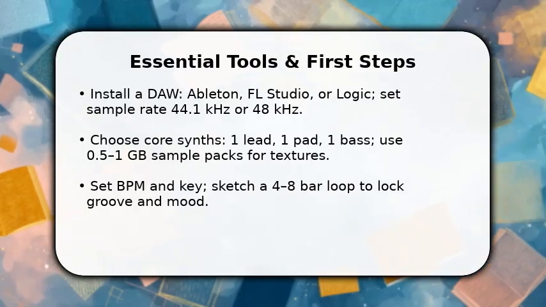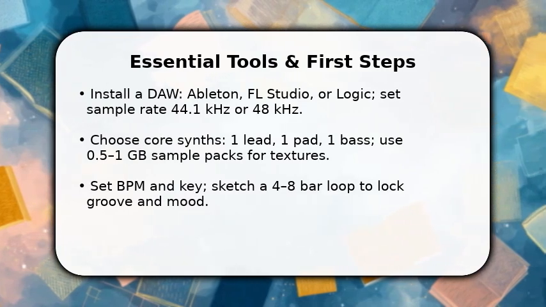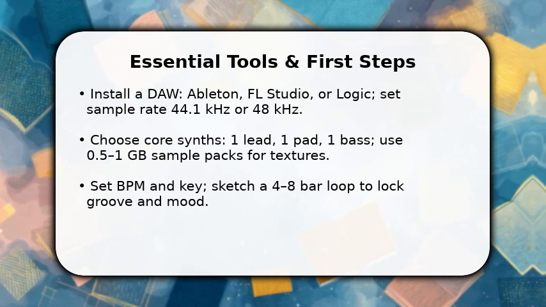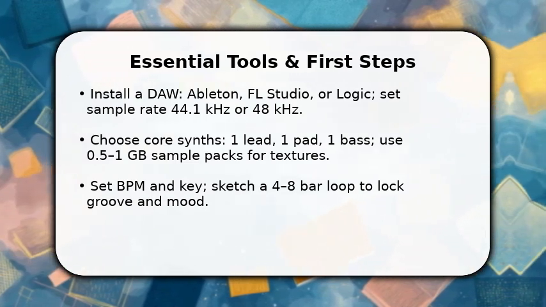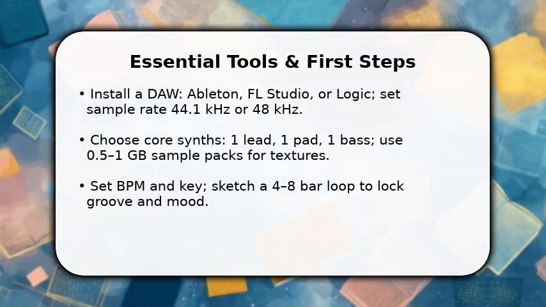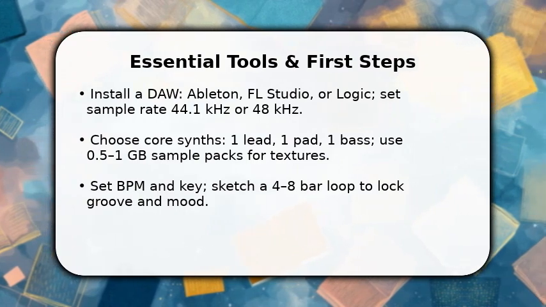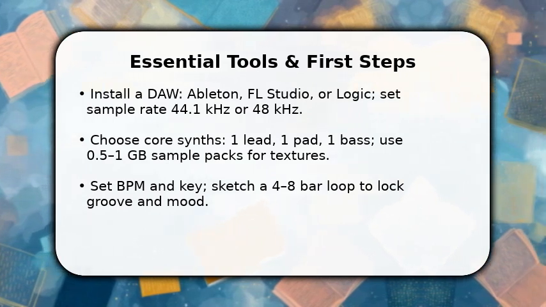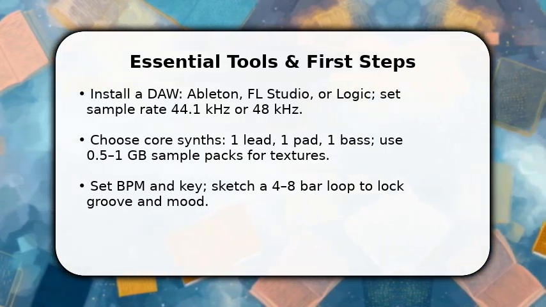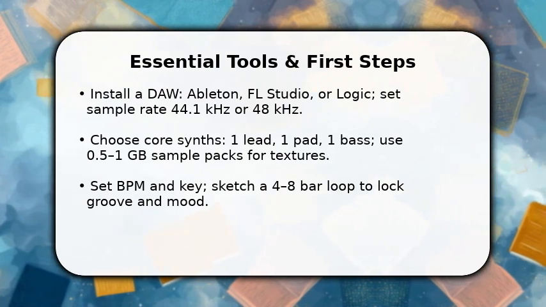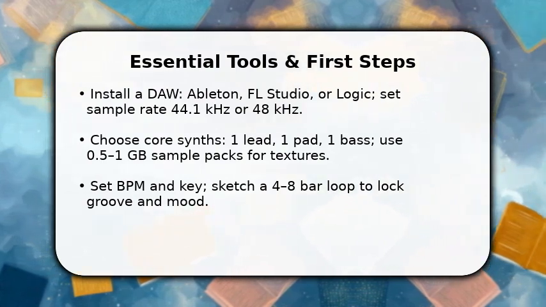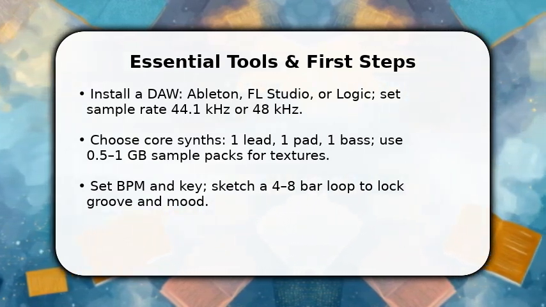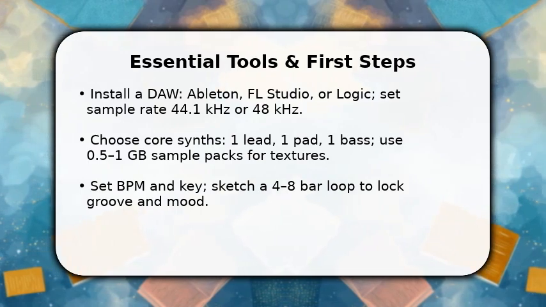You start by getting the right tools and making immediate musical choices. Install a DAW and set the sample rate, then load 3 core sounds, a lead, pad, and bass, so you can hear the palette. Once done, pick BPM and key to constrain decisions and sketch a tight 4/8-bar loop that captures the vibe. Do this now so you can iterate. You want a playable loop that reveals arrangement possibilities and lets you focus on sound design rather than endless setup.